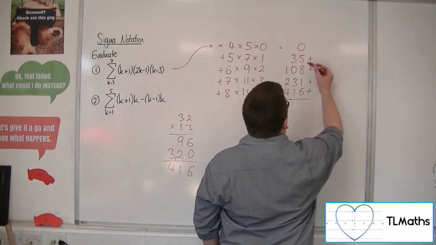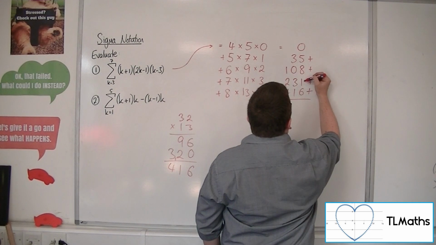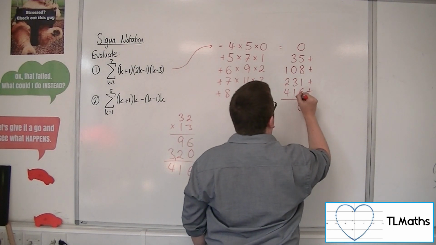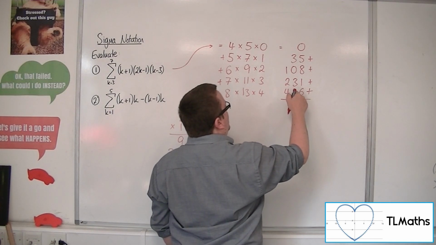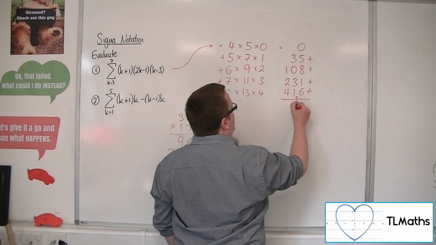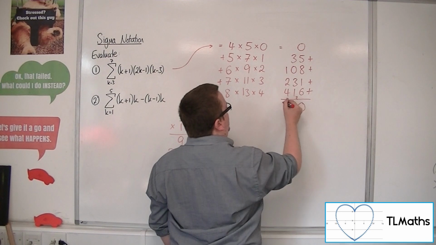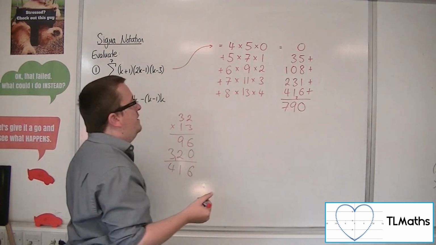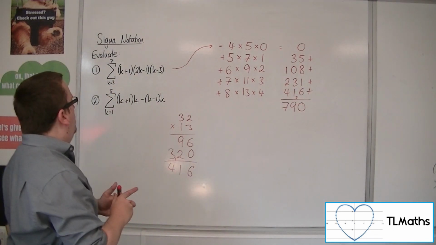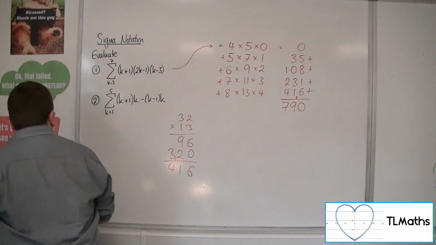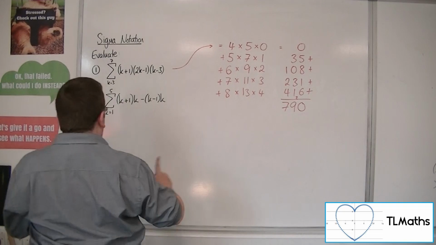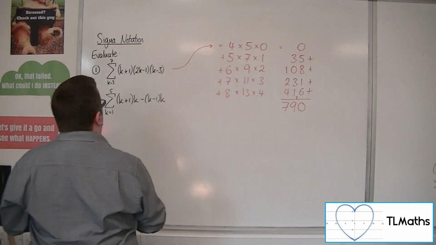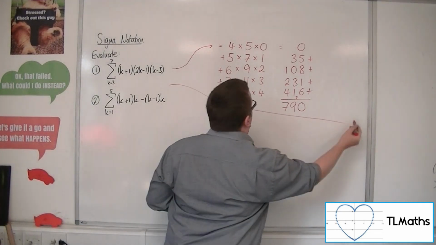Add them all together. So 5 and 8 are 13, 14, 20. Sorry, not 12. 2, 3, 6, 9, and then 4, 5, 6, 7. So 790 for that one. Right, so that's the first one. I'm just going to leave it there for the moment while we have a go at the second.